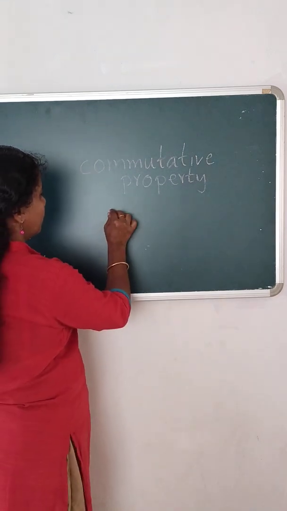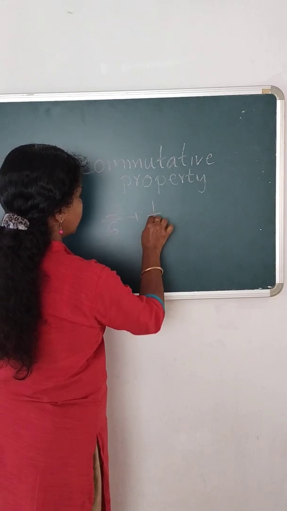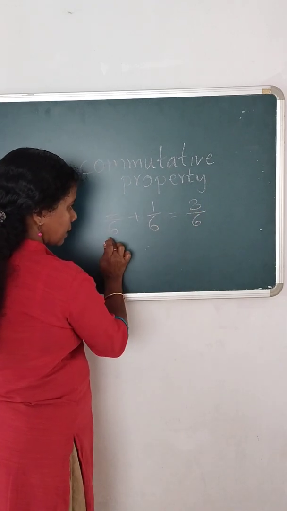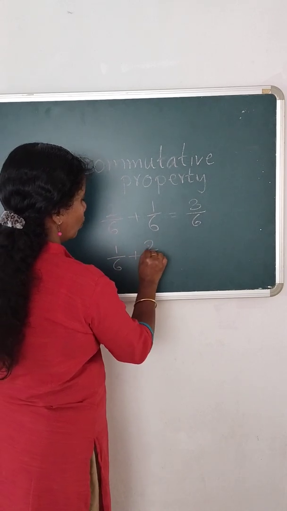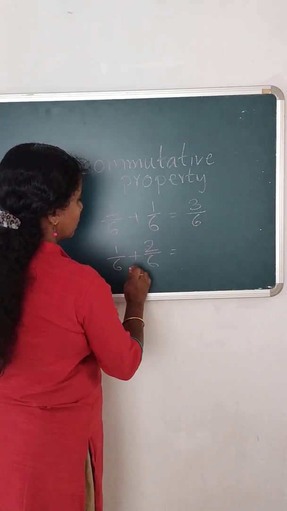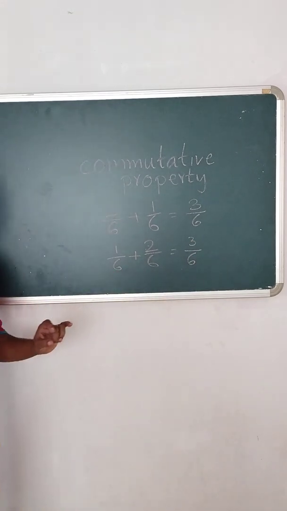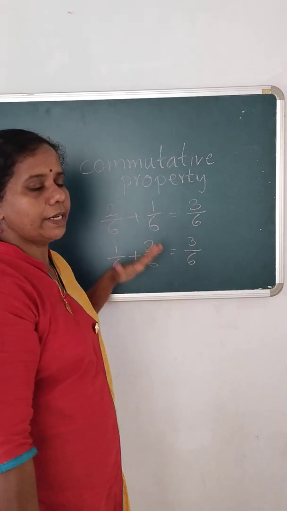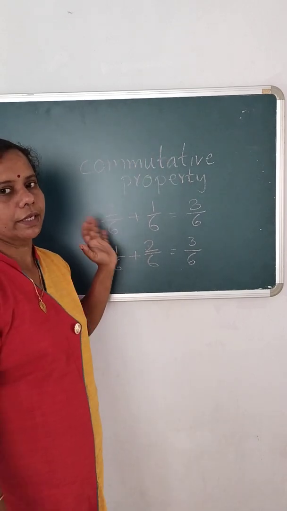Suppose we are given 2 by 6 plus 1 by 6. What's the answer? 2 plus 1, 3 by 6. Now let's interchange these numbers: 1 by 6 plus 2 by 6. See, even though we are changing the position of the numbers, we are getting the same answer, 3 by 6. Okay, children? So that means two fractions can be added in any order. That is the commutative property.